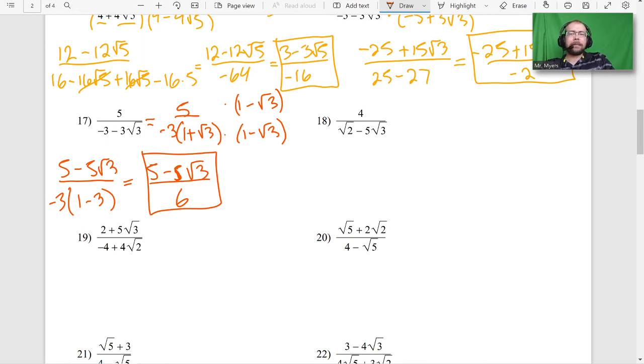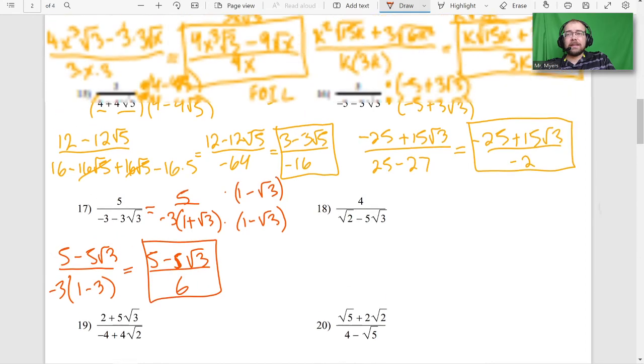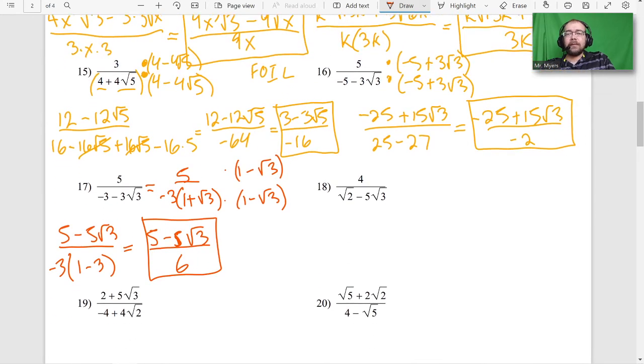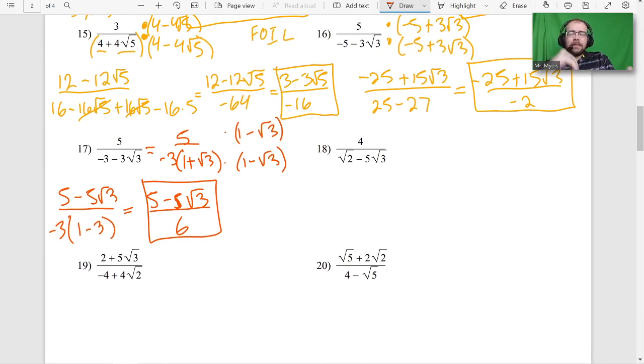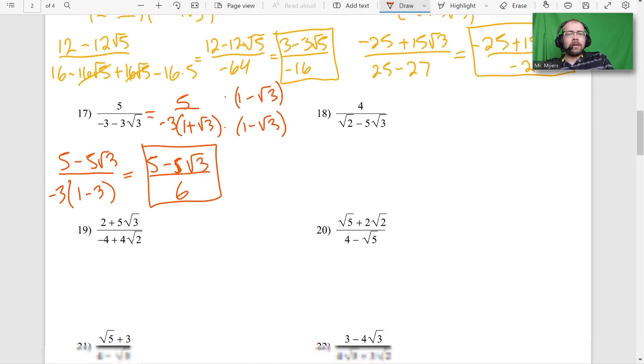That wasn't too bad, right? A lot easier. That would have taken just as long as number 15 if I didn't do that pre-step, right? Notice how that was way shorter. Okay, now, this is going to be a little harder, but it's still a conjugate. I'm still multiplying by the conjugate, okay?